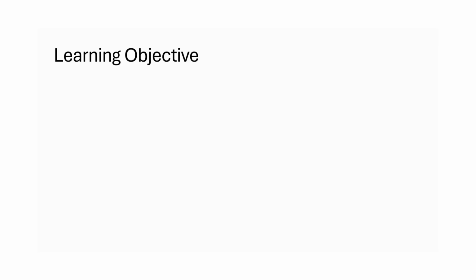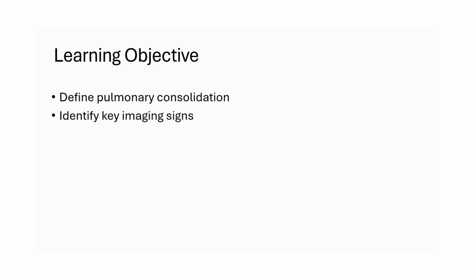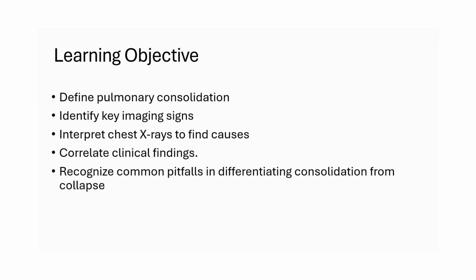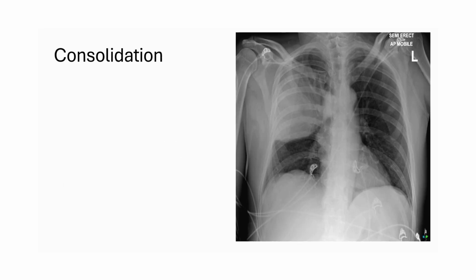Let's talk about consolidation. So, what are the learning objectives of this video? Consolidation. First, define pulmonary consolidation. Identify key imaging findings. Interpret chest X-rays to find causes. Correlate clinical findings. And then recognize common pitfalls in differentiating consolidation from collapse and other pathologies.